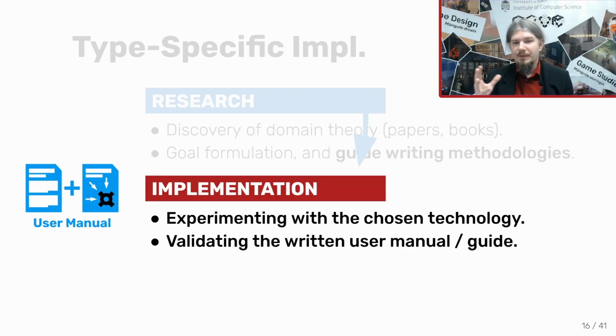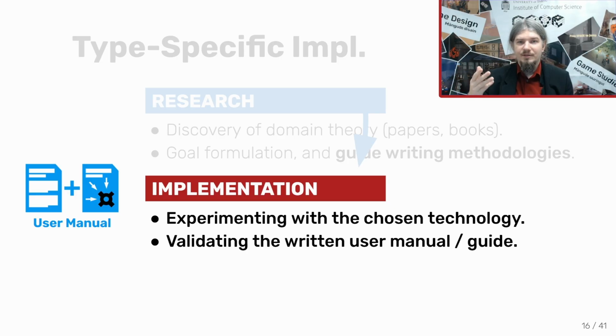Now it becomes a little bit loose, but the implementation could be experimenting with the chosen technology. So maybe it's a new technology, there isn't a good user guide for it, so you're experimenting with it, you're trying out different things, maybe you're writing some tutorials, but to write a tutorial you first need to make the result of the tutorial yourself. So this is what you might be doing when you're implementing in the user manual thesis. Of course, there is some sort of a validation method that you should also have. So actually validating your written user manual or guide should be part of your implementation or your practical work.